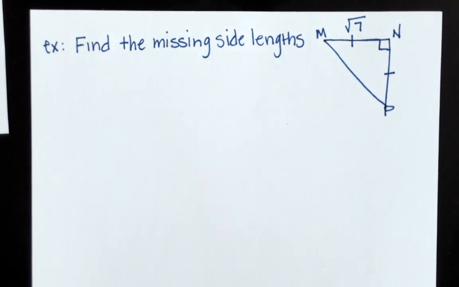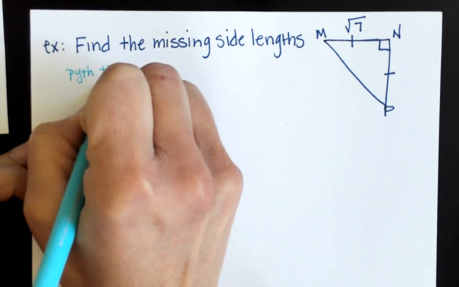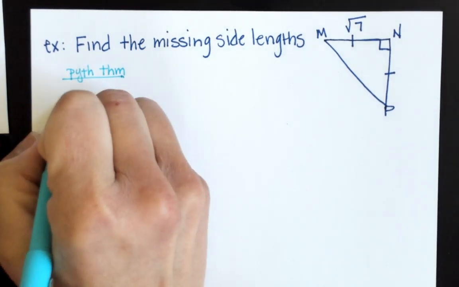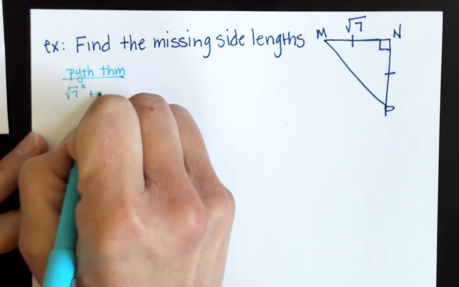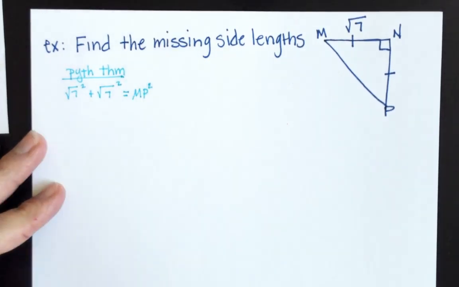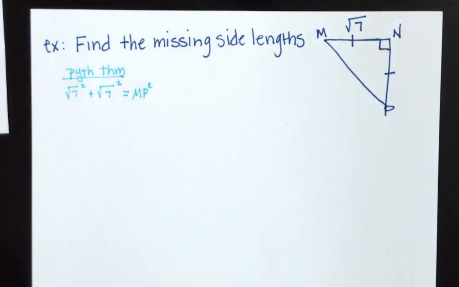So you have your option. You could do the Pythagorean theorem, or you could work with the special rights. So I'm going to do this both ways. I'm going to look at our Pythagorean theorem. And we could have radical 7 squared plus radical 7 squared equals MP squared, which we know here that anytime you have a square and a square root, they're going to cancel.